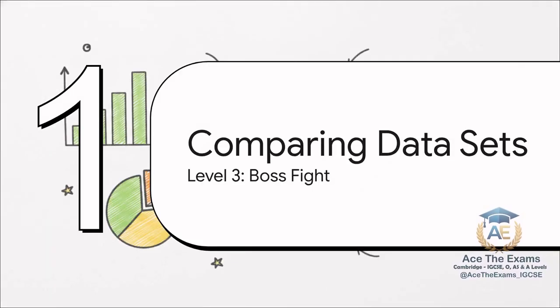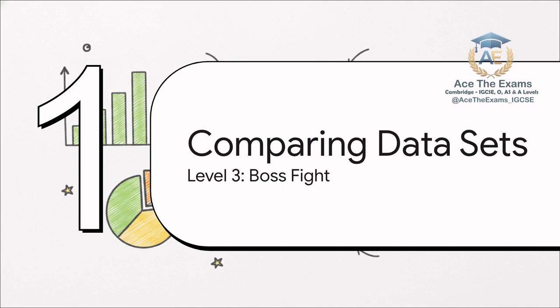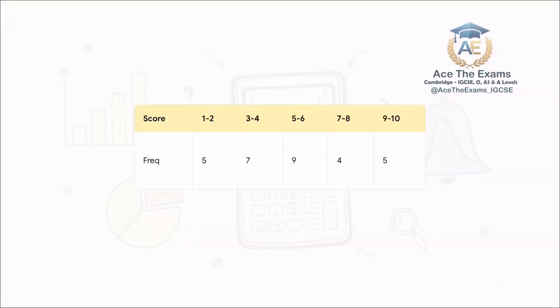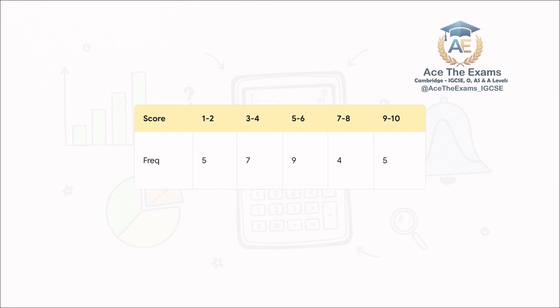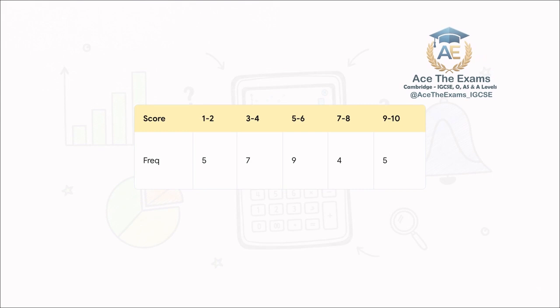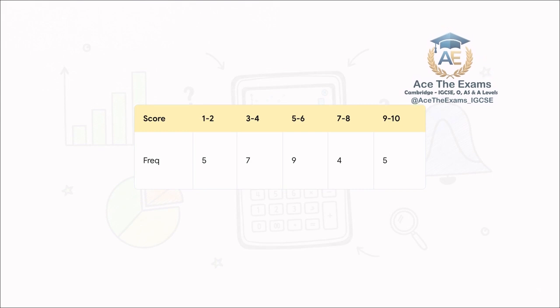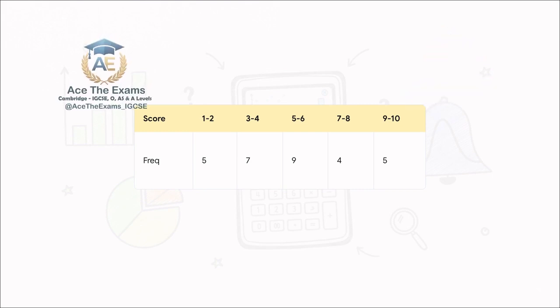Level 3, the boss fight. Comparing complex data sets using the GDC. We have arrived at the final stage. The true power of organizing your data into lists is the ability to analyze and compare two entirely different sets of data simultaneously. Let's look at the complex data for this comparison.